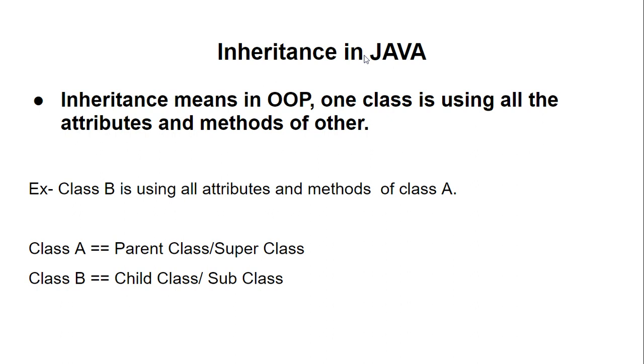So the very basic example we can understand from here. Let's say there is one class in our Java program, and that class is using some properties, attributes and methods of another class. For example, class B is using all attributes and methods of class A. How we will do it, we will understand by practical in another video. In this video we will only understand the theoretical part of inheritance.